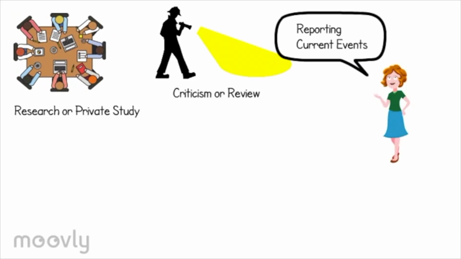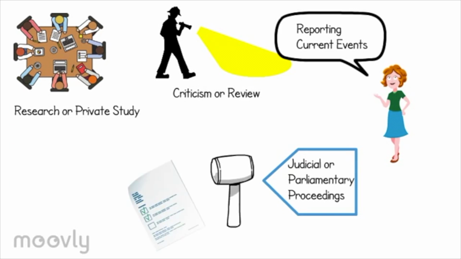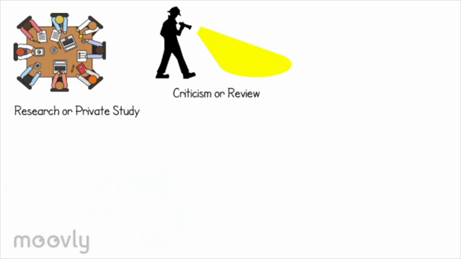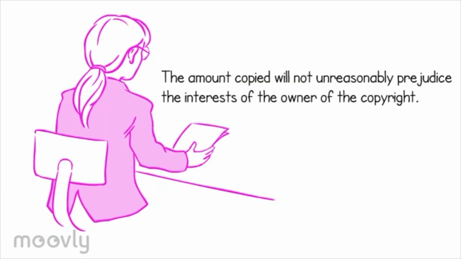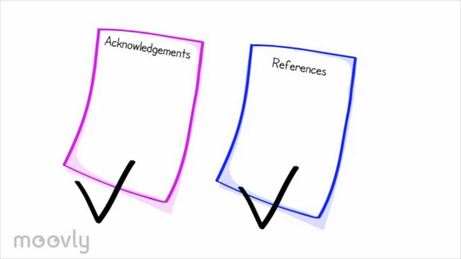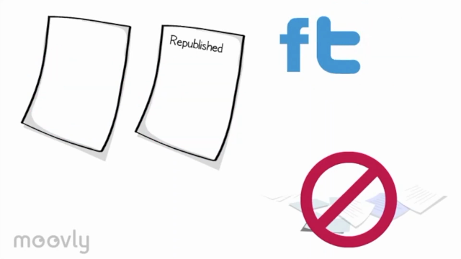The copy is for research or private study, criticism or review, reporting current events, or the copy is for judicial or parliamentary proceedings. The amount copied will not unreasonably prejudice the interests of the owner of the copyright. The copy is accompanied by sufficient acknowledgement or reference. The copy must not be recopied, republished, posted on a web page, or multi-copied. Provided these criteria are met, you can copy a fair amount of a published work.